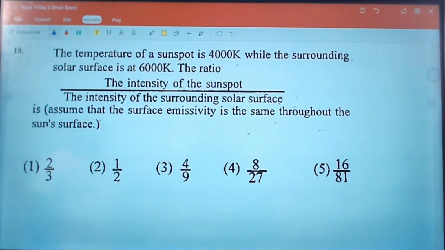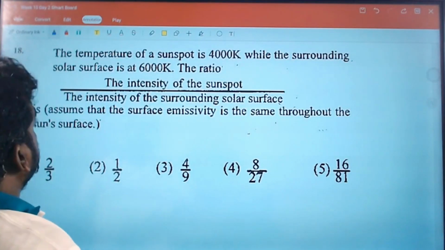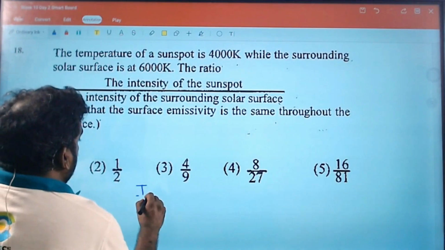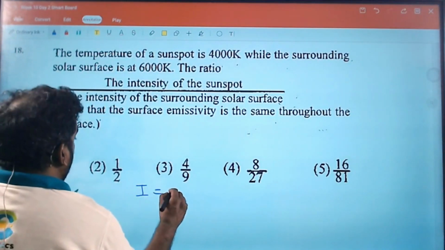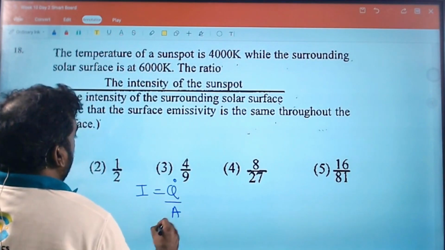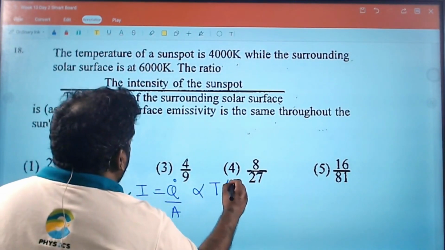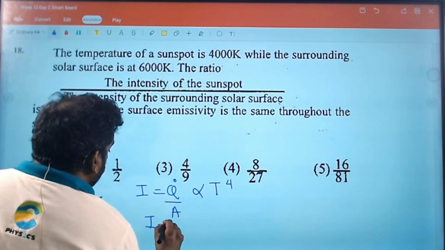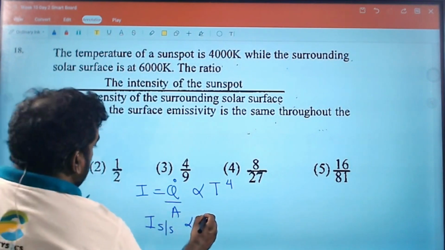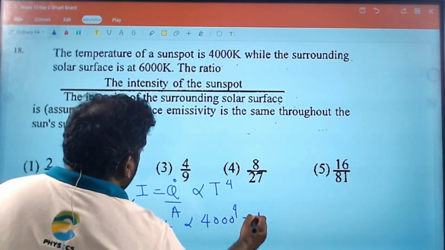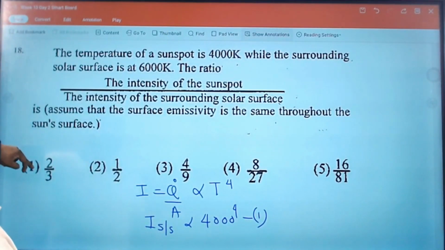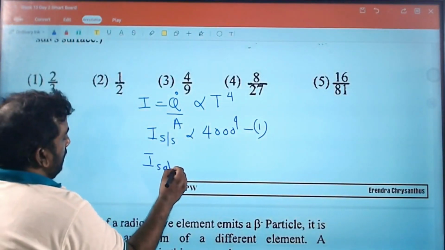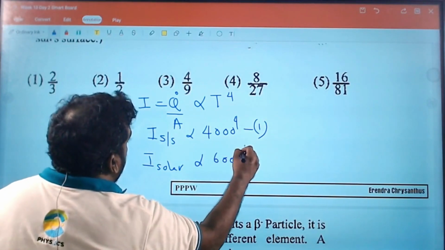Temperature on a sunspot is 4000 Kelvin. Surrounding solar surface is 6000 Kelvin. The ratio of the intensity of the sunspot. Intensity equals rate in which heat is transferred per area, directly proportional to 4th power of absolute temperature. So intensity of the sunspot, that is 4000 to the power 4. Here 6000 to the power 4.